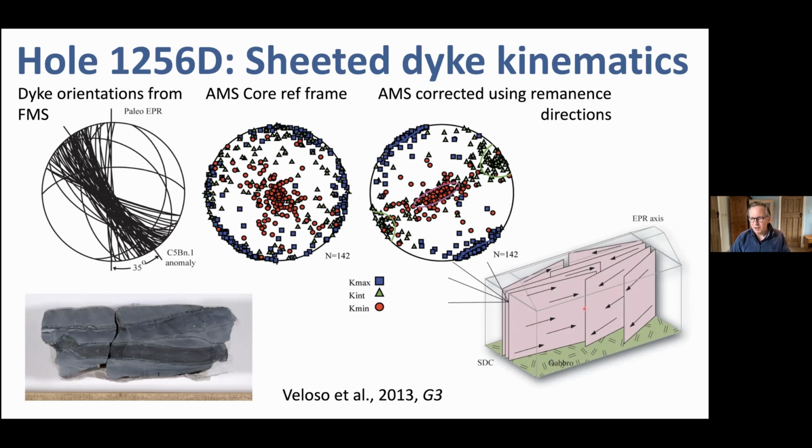So many people think of dike complexes as things that just come up from below, but actually in this particular case, and many others in ophiolites as well, we can demonstrate that flow in sheeted dike complexes often involves a lateral movement of magma.